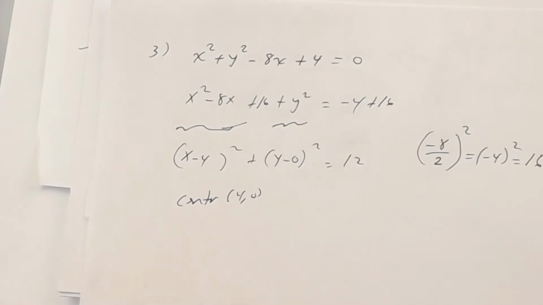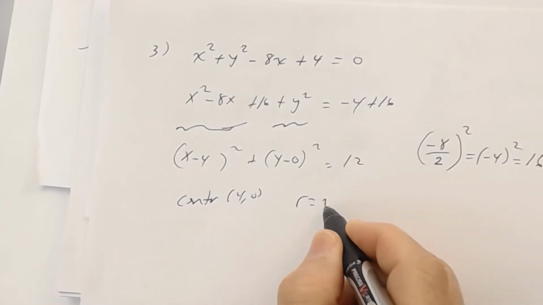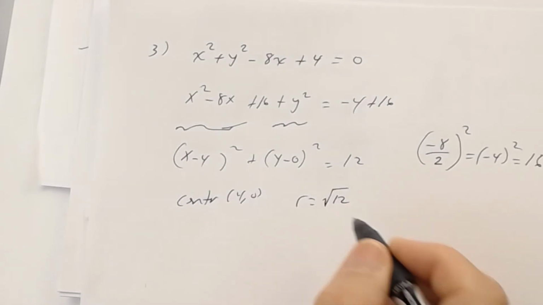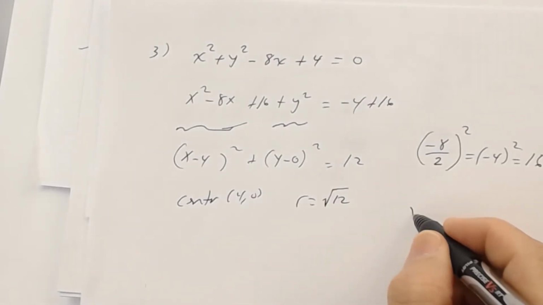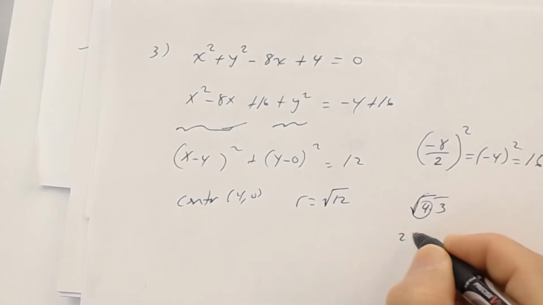4, 0. So I only had to complete the square how many times here? Once. In the other two, I had to complete the square how many times? Twice. All right, so the center's 4, 0. What's the radius? Square root of 12. But I can simplify that. What perfect square goes into 12? 4. So 4 times 3. So it'll be 2 square root of 3.